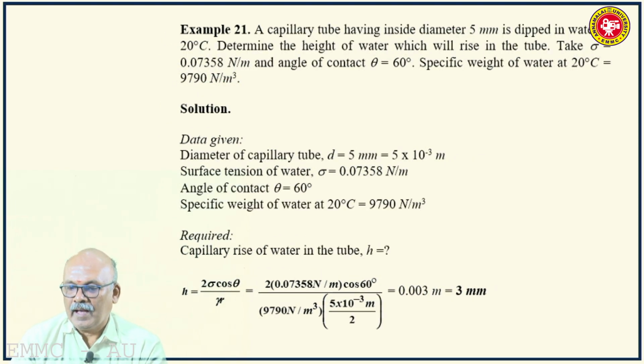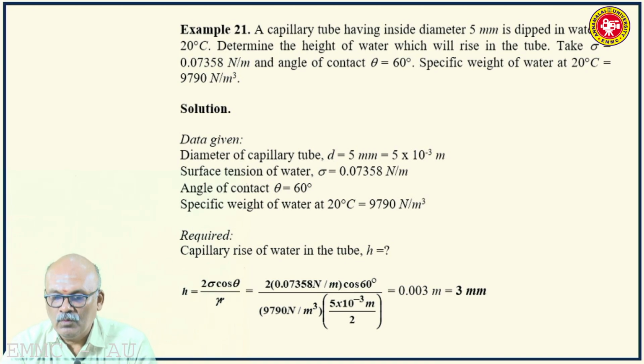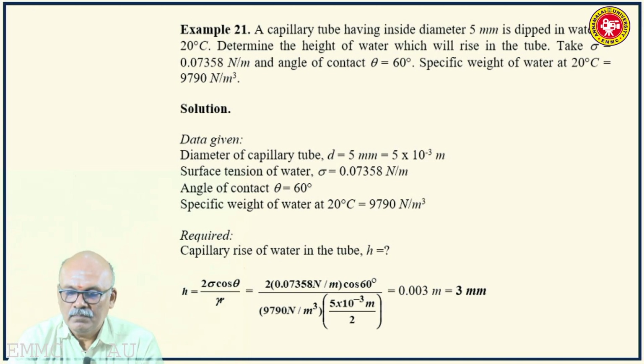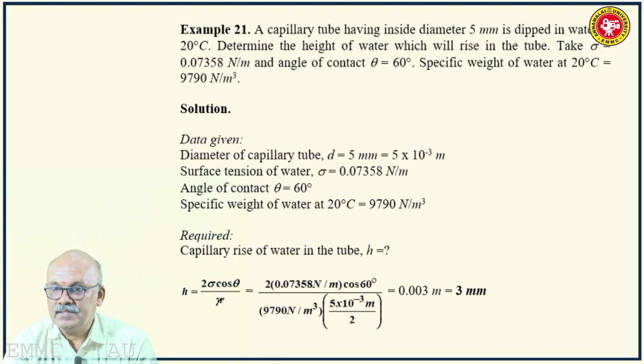Next one, a capillary tube having inside diameter 5 millimeters is dipped in water at 20 degrees Celsius. Determine the height of water which will rise in the tube. Take sigma equal to 0.07358 Newton per meter and angle of contact theta equal to 60 degrees. Specific weight of water is given. So this is a straightforward problem. You can solve.